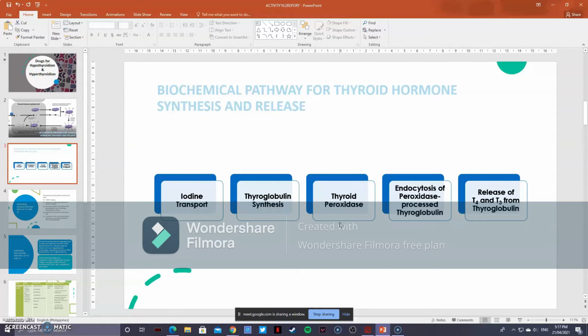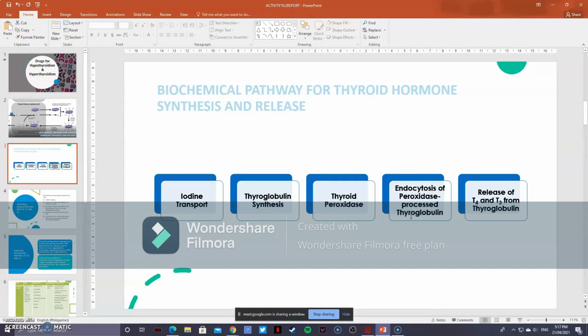Next, endocytosis of peroxidase-processed thyroglobulin. Peroxidase then combines MIT or monoiodotyrosine and DIT or diiodotyrosine residues to generate T4 or T3 species within the thyroglobulin protein, a process termed coupling. So, it is termed coupling when you combine the MIT and the DIT.